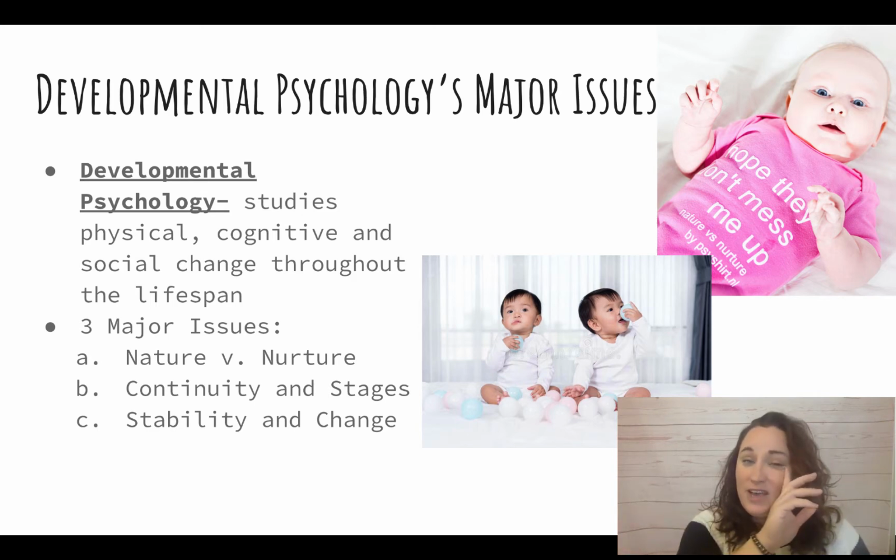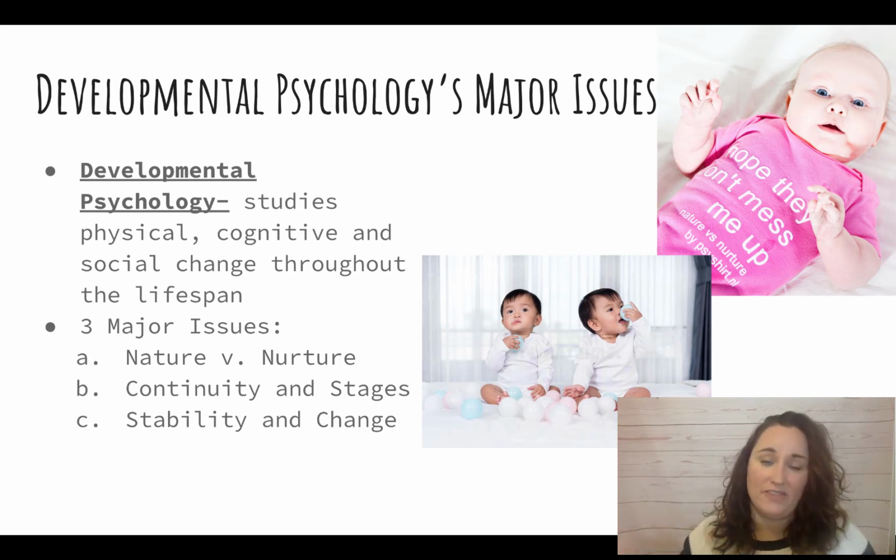And developmental psychologists, no matter what part of the lifespan or maybe all of the lifespan that they're looking at, they study three essential questions, three broad topics. The first is nature versus nurture, so genes versus environment. The second is continuity and stages, meaning does change happen in one continuous flow or does it happen in clear stages? And then the last thing is stability and change.